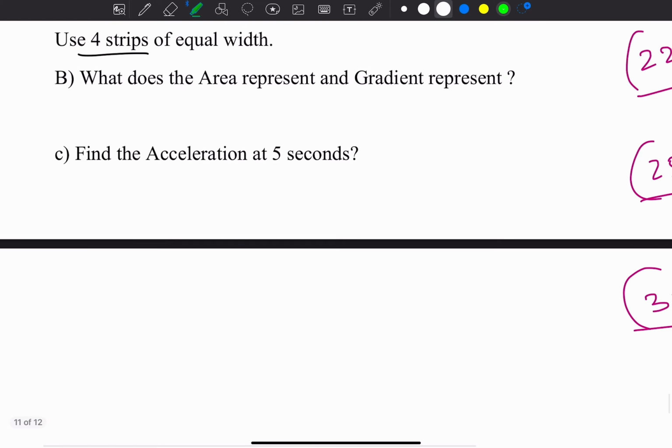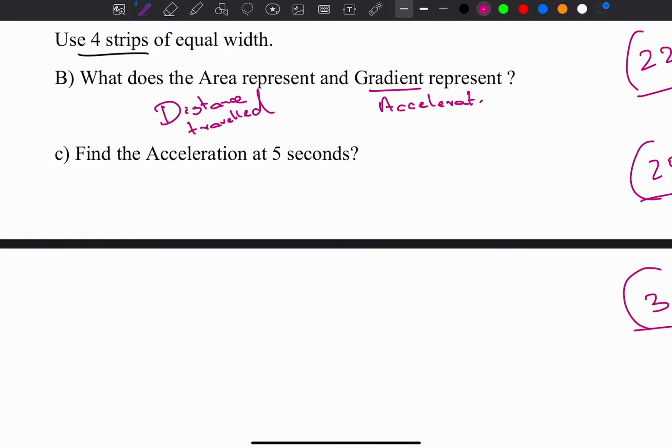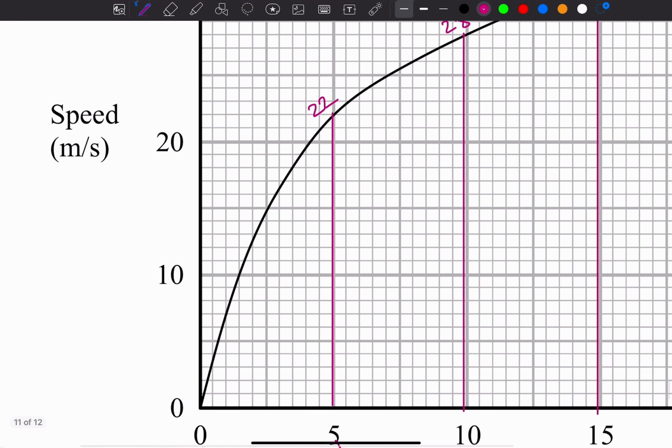Next one, what does area represent? Area is distance traveled. What does gradient represent? Gradient is acceleration. They want the acceleration, which is a gradient at 5 seconds. Okay, so you go to 5 seconds. You want the acceleration, cool. So you want the gradient, which basically is a tangent. You put across, then back, across before, across after.